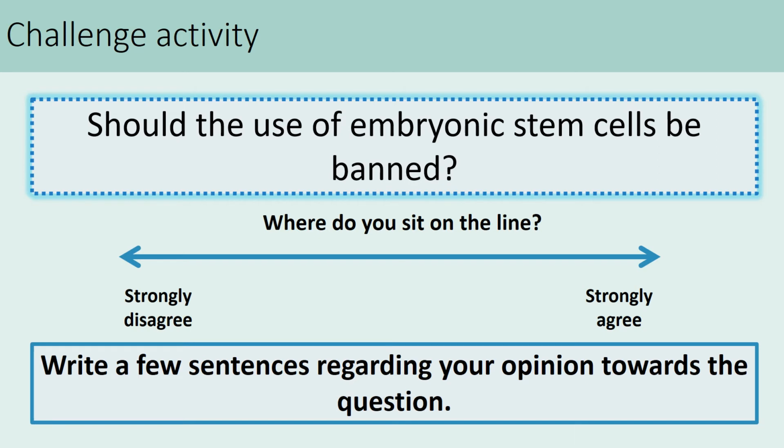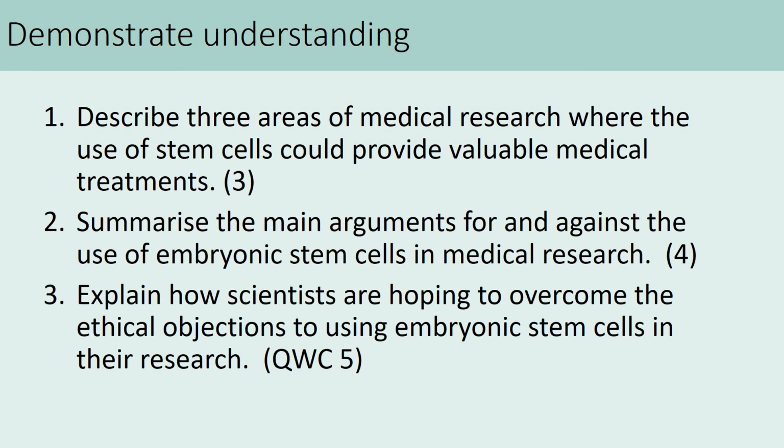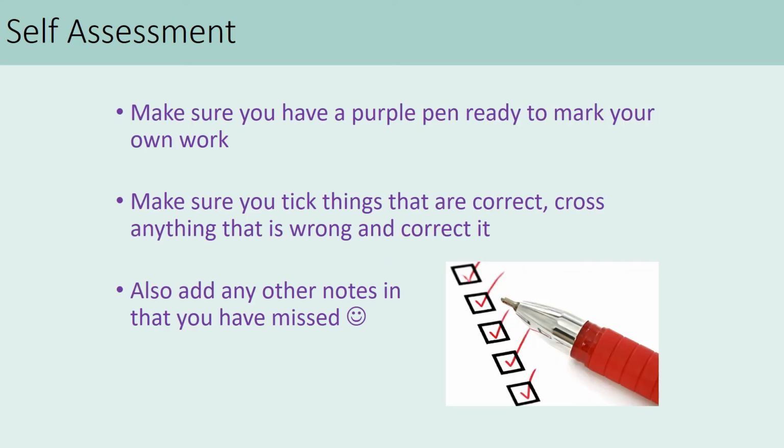We're going to look at some questions now to demonstrate our understanding of the topic. So describe 3 areas of medical research where the use of stem cells could provide valuable treatment, the main arguments for and against, and explain how scientists are hoping to overcome ethical objections to use embryonic stem cells in their research. Now, I have to say, these are very common looking questions that you would get on the exam. Pause it here. Do some writing. So 3 marks for the first one, 4 marks for the second one, 5 marks for the last one. Have a look. Add anything you missed. And we're going to mark it now, so make sure that you have got a pen handy.